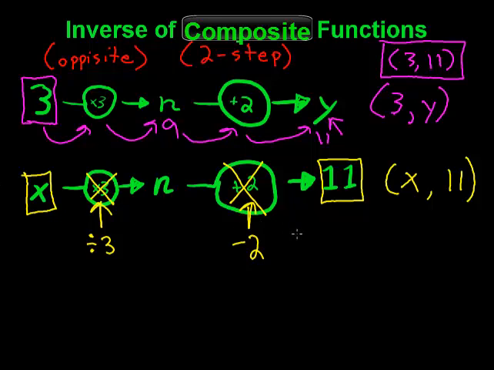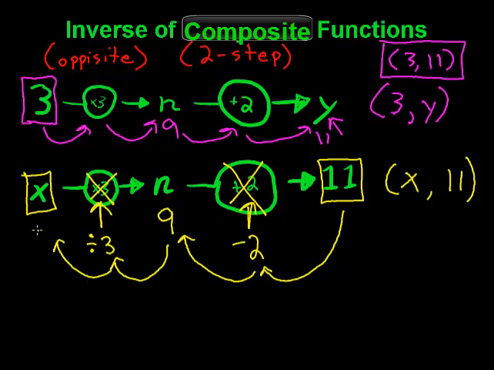Now look at how I can go backwards through my machine. I'll go 11 minus 2. 11 minus 2 gives me 9. And then from our middle, 9 divided by 3 gives me an x value of 3. So I get the point 3 comma 11. So you can see that's the same as the function above, but instead of going forward, I had my y, I went backwards, and all I do is change the opposite sign on both functions when I go backwards. I'm going to put a few on the screen for you to try now.